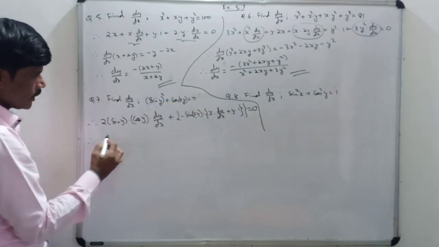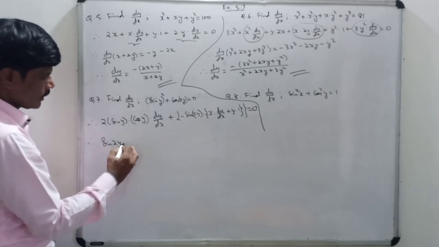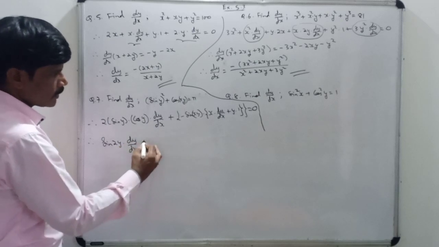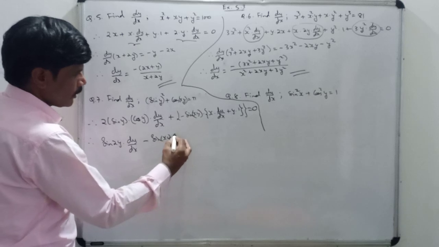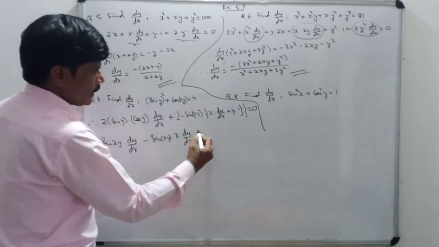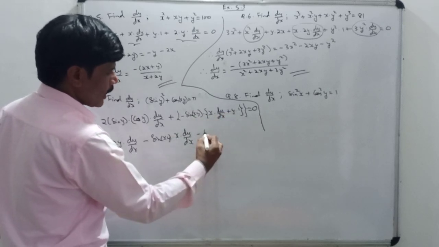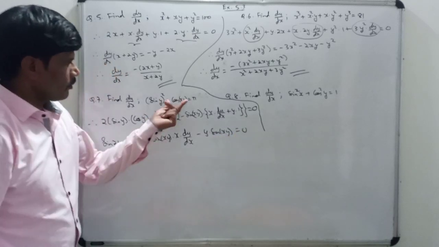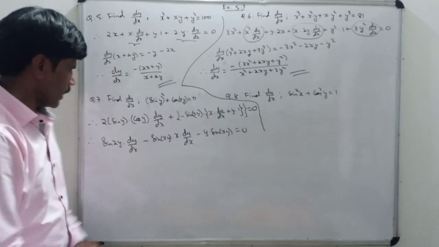So here I will get 2 sin y cos y, I can write sin 2y, okay, 2 sin theta cos theta is sin 2 theta, into dy by dx. This will be minus sin of xy into x into dy by dx, minus this into this, that is minus y into sin of xy. Let us check again. Cos of xy, derivative of cos of xy is minus sin of xy into derivative of xy. Okay, we are right.